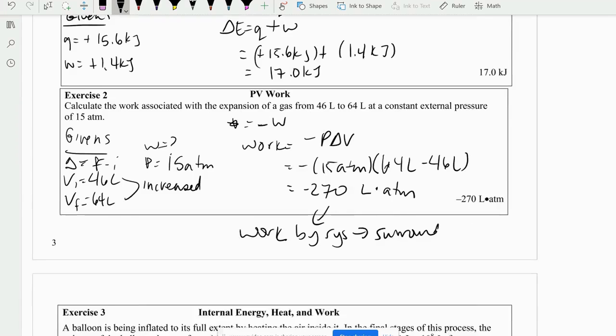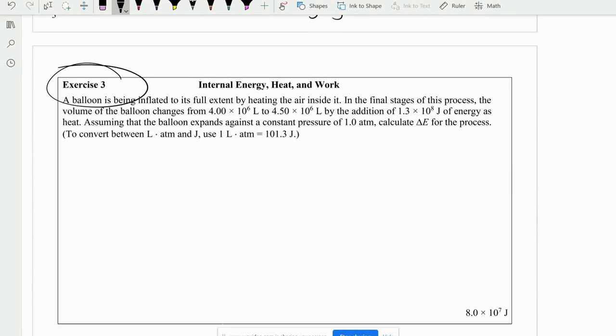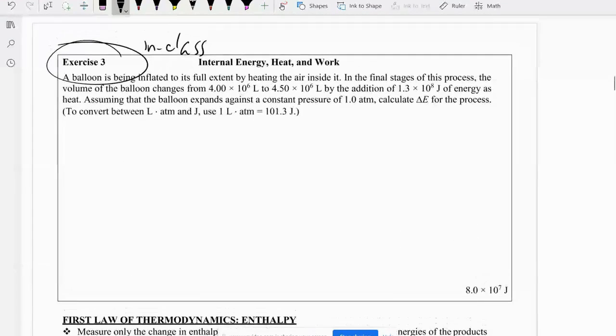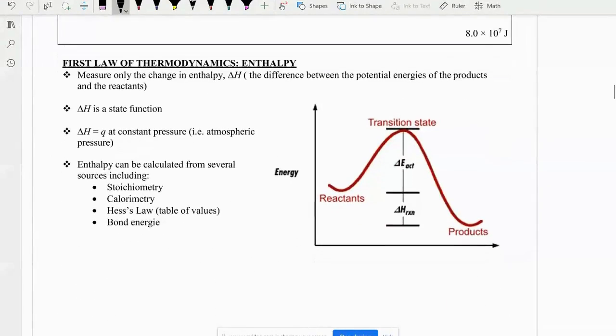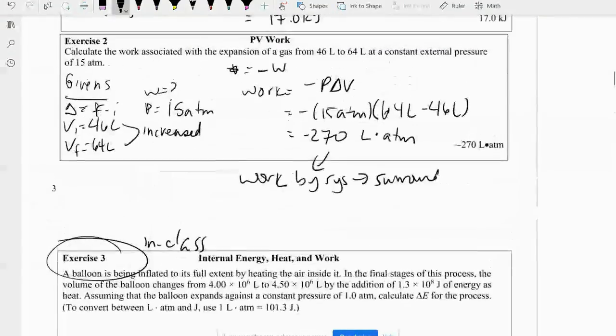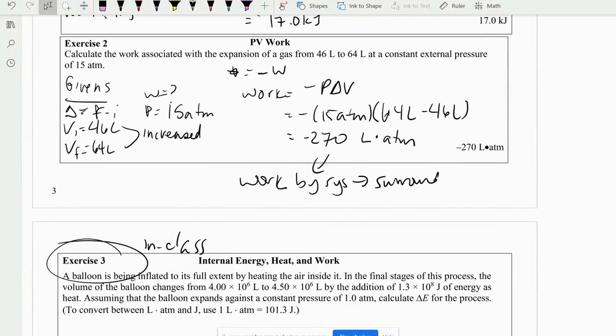Exercise 3, we will go ahead and do in class, either Monday or in person. And that's basically going to conclude this first lecture here.